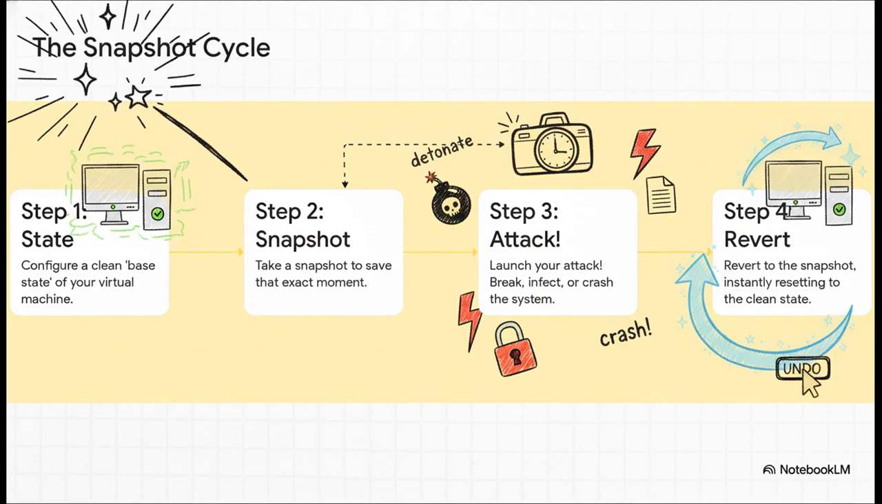And this little cycle just perfectly illustrates the magic. So, you set up your target machine exactly how you want it. That's your clean base state. Then you take a snapshot, which basically freezes that machine in time. Then you just go wild. You can throw every exploit you have at it, detonate some ransomware, crash the entire operating system, it does not matter. Because with one click, you hit revert and boom, your machine is instantly back to that perfect, clean state, ready for you to go again. No reinstalling, no cleanup, just reset and go.